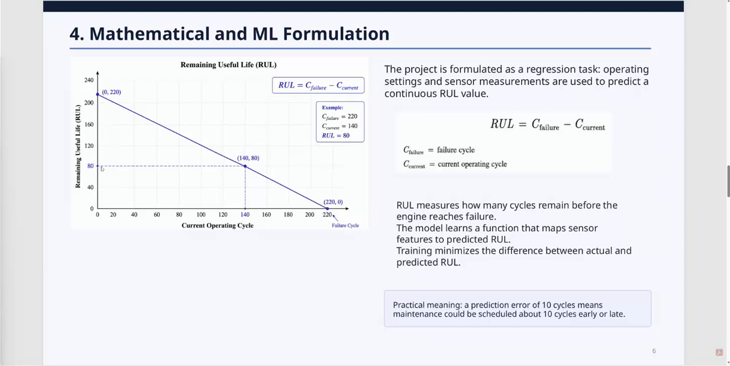80 cycles. This means the model should learn to use sensor data and operating conditions to predict how many cycles are left before failure, so maintenance can be planned in advance. So now we can choose machine learning models that are suitable for predicting remaining useful life.